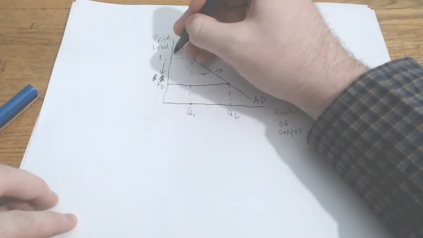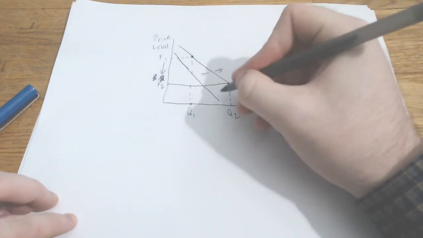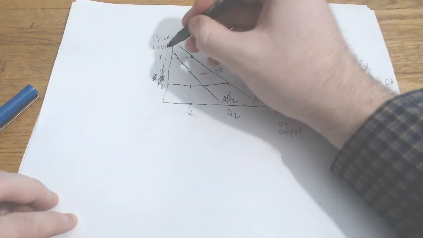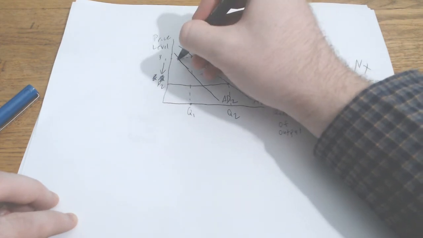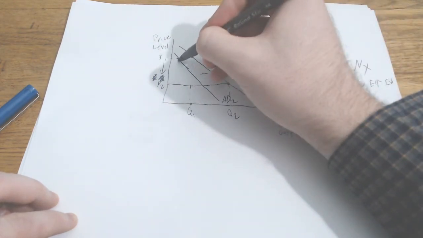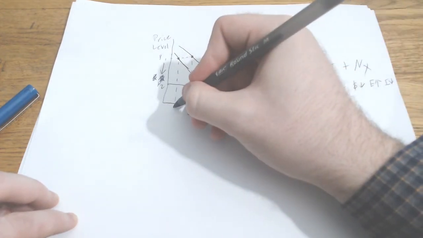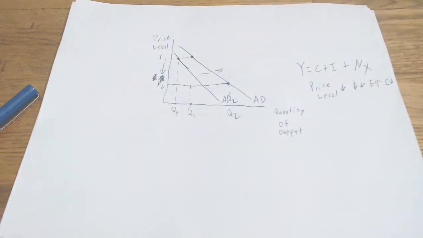So I'll draw a new aggregate demand. We'll say it's AD2. And we can see that at any price level, like at P1, we're actually now at a lower quantity, Quantity 3. So even though we're at the same price level, we're getting less stuff. Alternatively, a boom in the stock market will shift it to the right, as less people are concerned about saving.